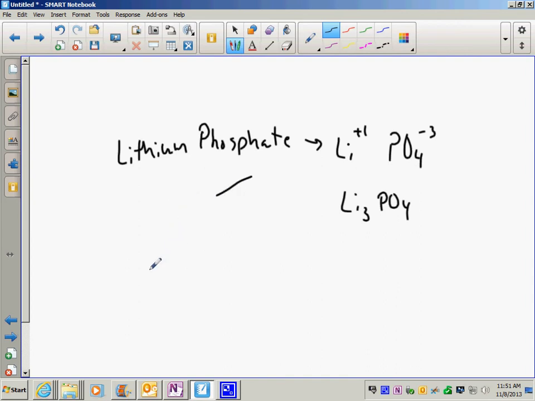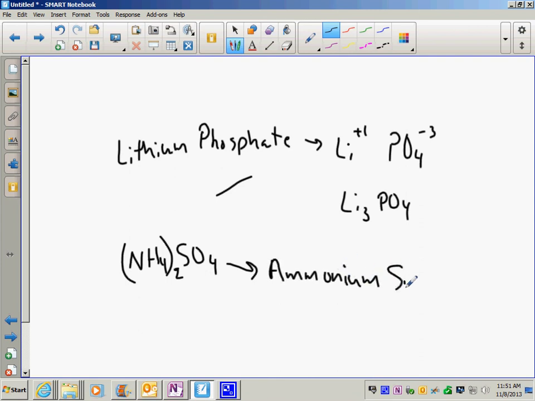Another example here would be, let's say, NH4 parentheses SO4 2. So I've got to give a name to this guy. Again, quantities do not matter. I have two, this is ammonium, two of them, and one sulfate. I'm just simply going to call it ammonium sulfate.